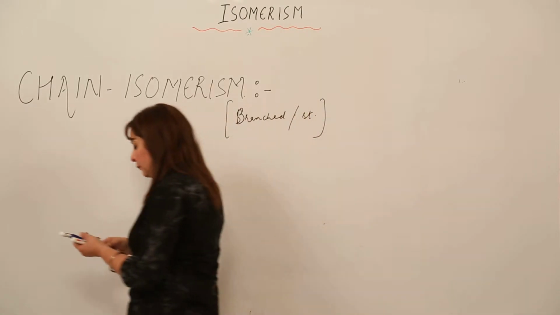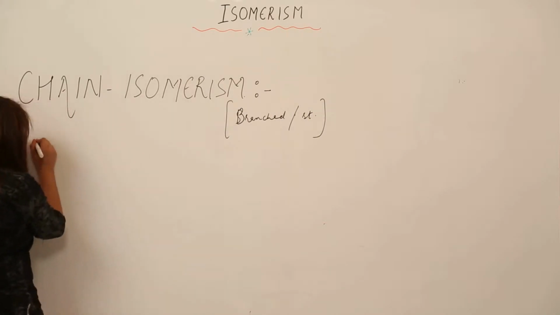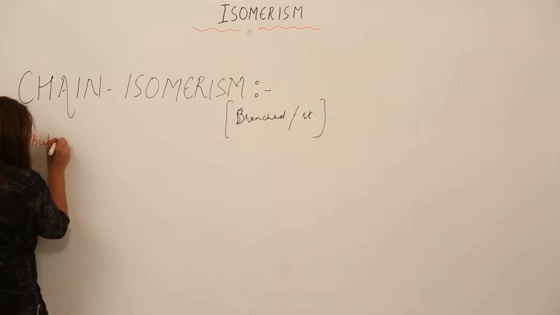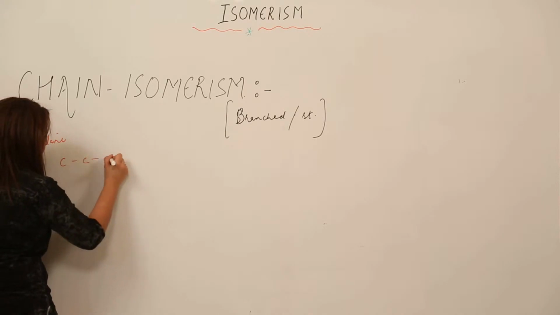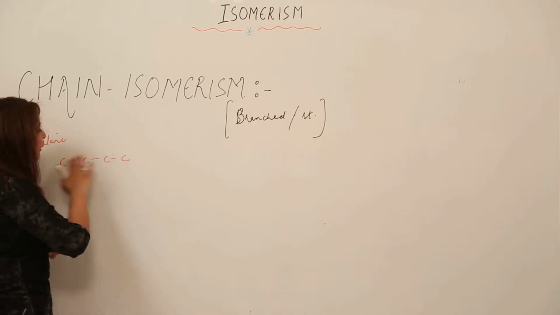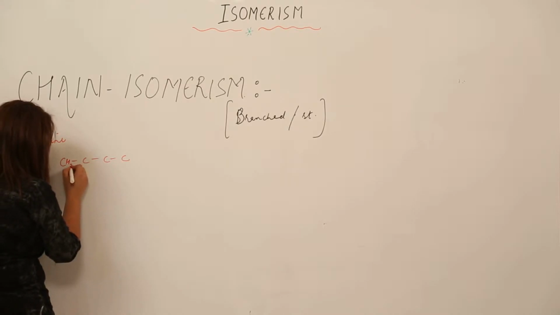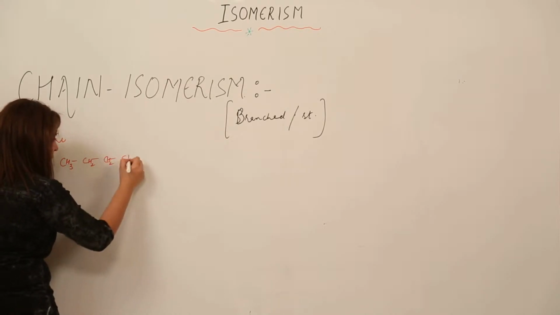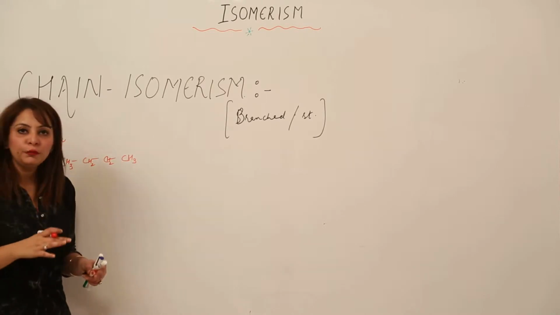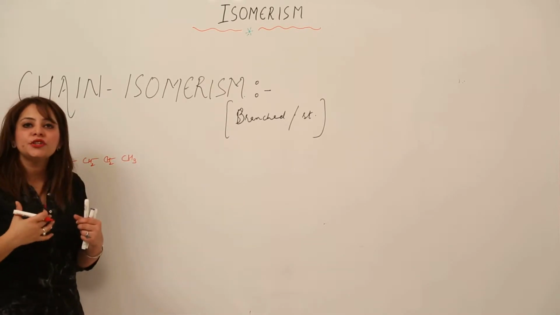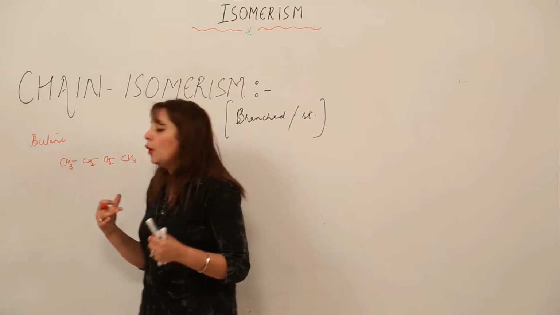So just look for example. For example, I have butane. So what is the formula for butane? Obviously, but means 4 carbons. So we are going to have 4 carbons in a chain. I'll just satisfy the valencies of carbon. So this is the formula of butane, right? So if I wish to write the chain isomers of this butane, how am I going to do?